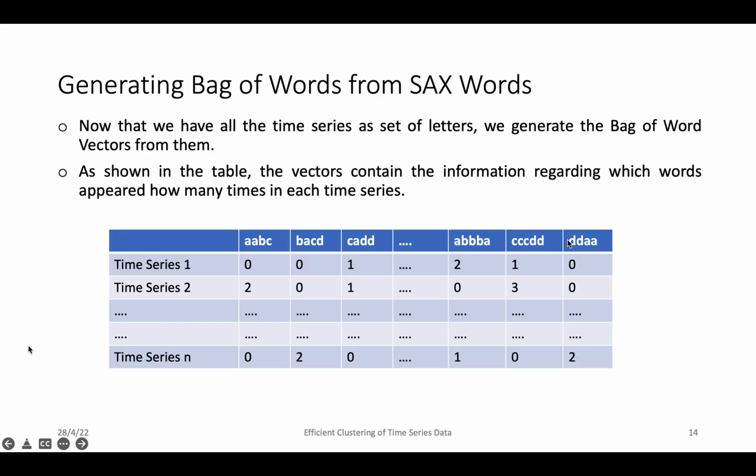Okay. Now we use those SAX words to finally generate some bag of word vectors. The bag of word vector means how many times each time series contains every single word. So for this time series 1, this word doesn't appear any number of times. Also this one didn't appear, but this one appeared once, this one appeared twice, and this vector represents the bag of word vector for this time series. Now we have a bag of word vector for every single time series in the dataset.